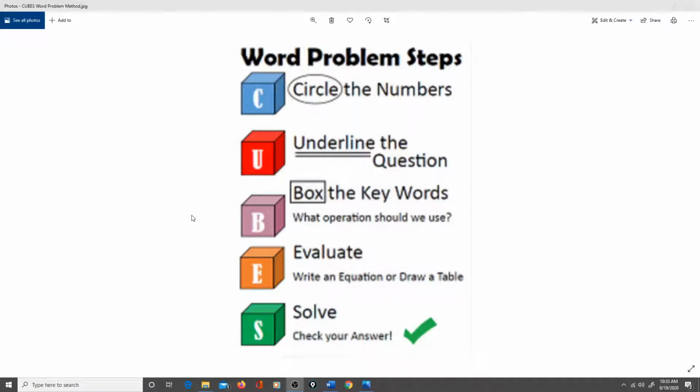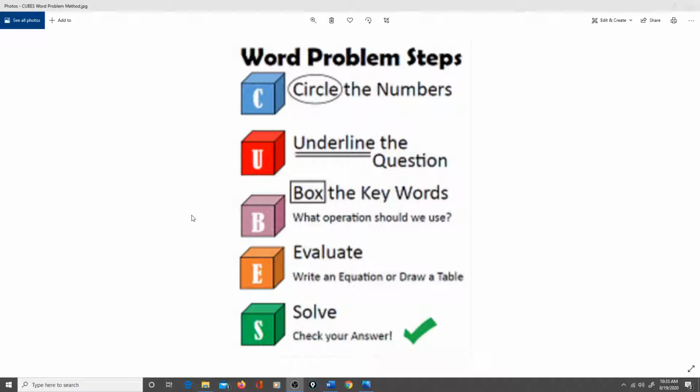I want to go over a word problem strategy with you that I call CUBES. Now, CUBES is an acronym. It stands for circle the numbers, underline the question, box the keywords, evaluate, and solve. This method's really nice for keeping our word problems organized and keeping the information so that we can find it easily when we go back reading the word problem while we are attempting to solve.